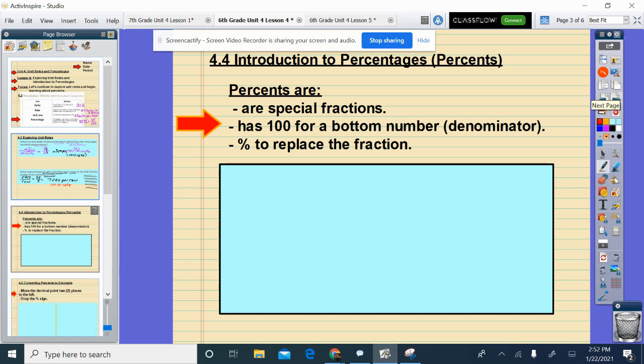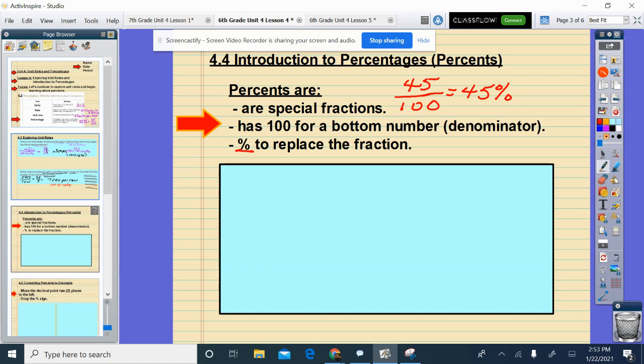Now we're going to be talking about percentages. We're moving into percents here in 6th grade to get us ready for 7th grade. But let's review. Percents are special fractions. Like I said, they are fractions that have 100 as the denominator. So for example, if I have 45 hundredths, that would be equivalent to 45%. And then all we do is use that percent sign to replace the fraction.